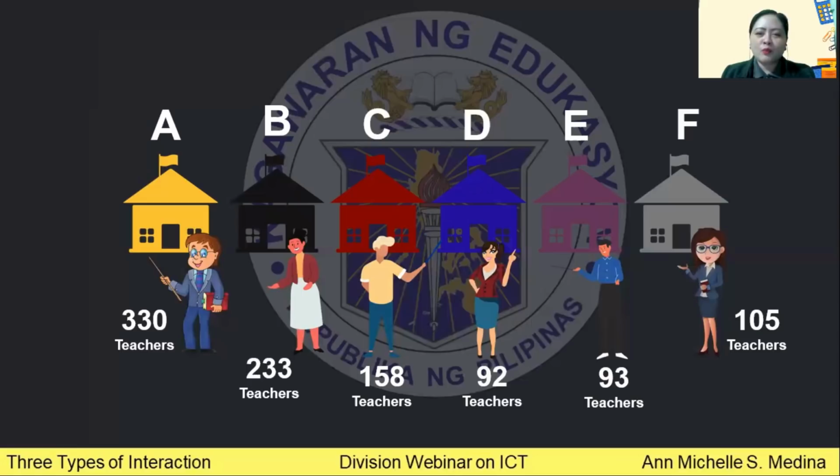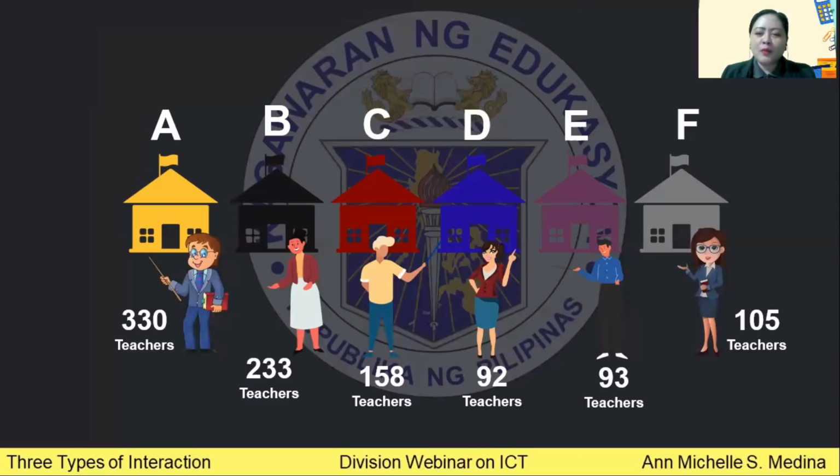So ito pong 6 na public high schools na nag-invite sa akin, ay kinode ko into letters A, B, C, D, E, and F. So yung first po, they have 330 teachers. The second one, they have 233 teachers. The third one, 158 teachers, 92 for the fourth, and then 93 para po dun sa ikalima, and 105 naman po para dun sa huli.